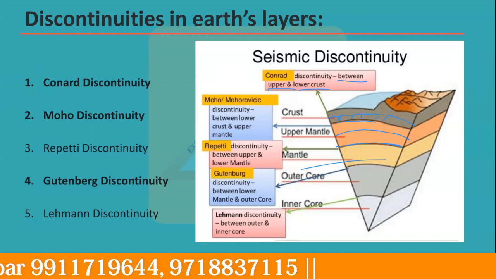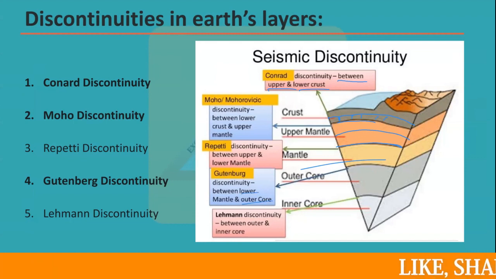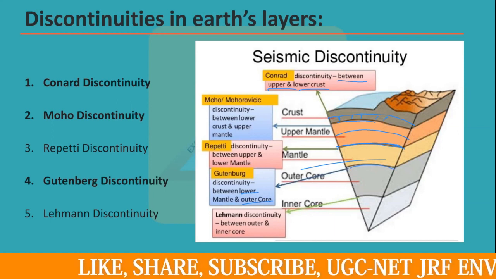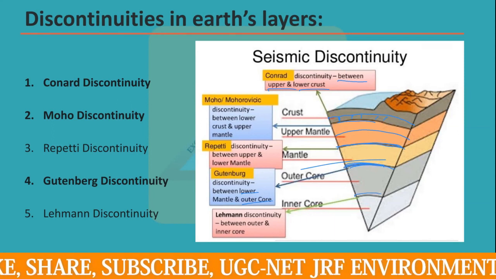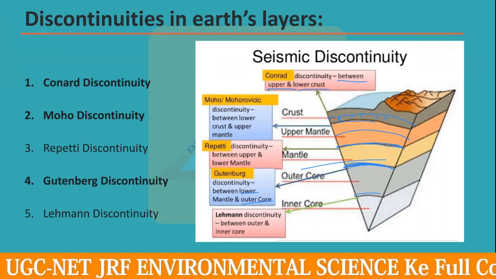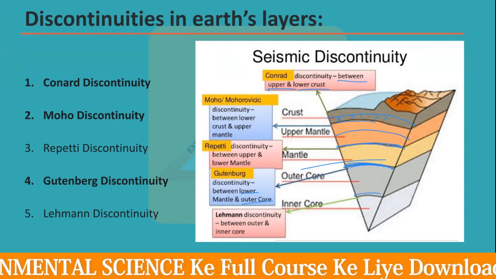Then we have the Gutenberg discontinuity. This Gutenberg discontinuity you can find between the lower mantle and outer core. So this whole yellow zone is the lower mantle, and this is the outer core zone. In between this area of the lower mantle and the outer core, you can find the Gutenberg discontinuity.